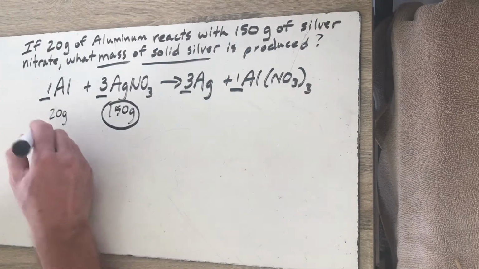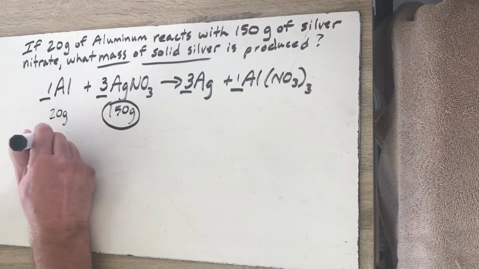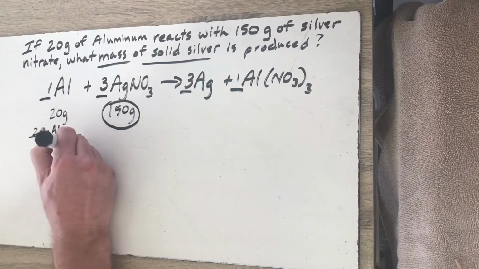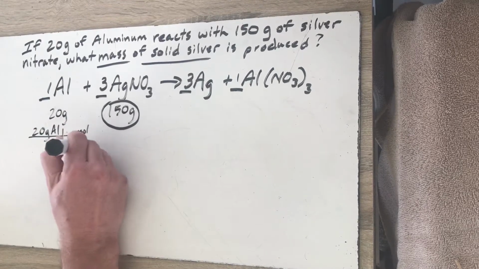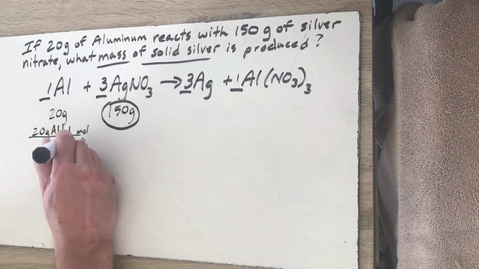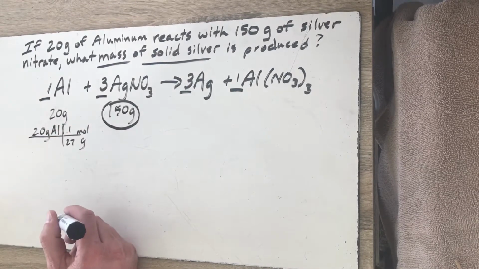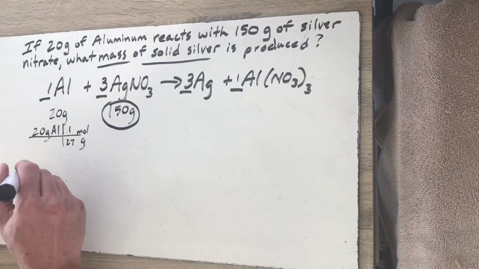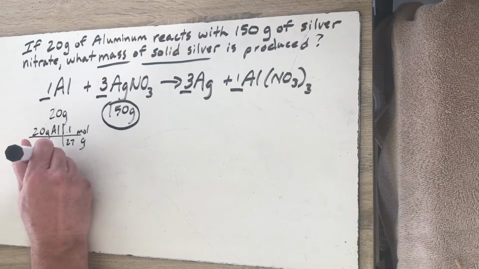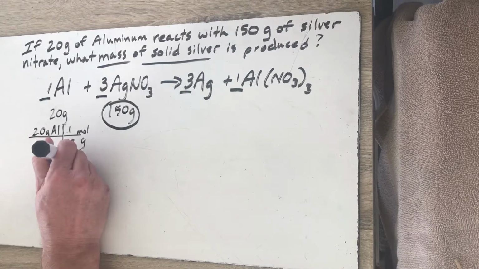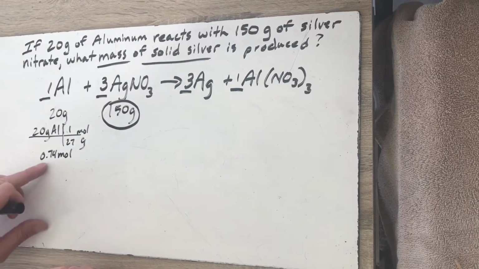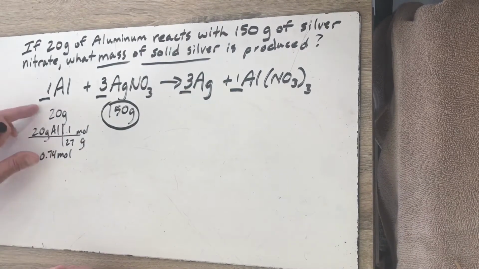So the first thing we're going to do is take 20 grams of aluminum and turn it to moles. Okay, 1 mole, 27 grams from the periodic table. And that gives me a value of about 0.74 moles. So I have about 0.74 moles, a little less than 1 mole of aluminum.